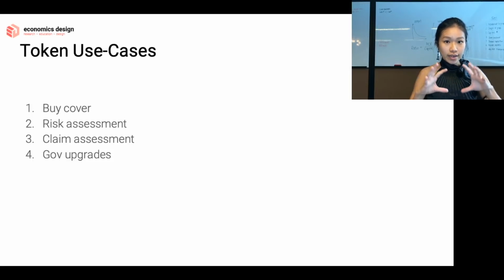So that in general is how it works. And so how do you use the token? There is a token called the NXM token. How do you use the token? Where is it being used? In general, it's used in 4 systems.